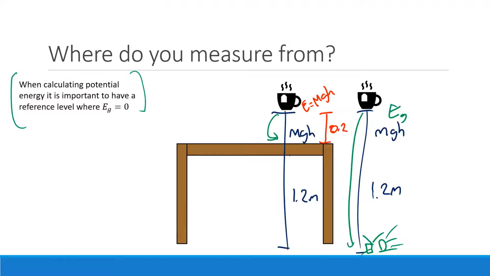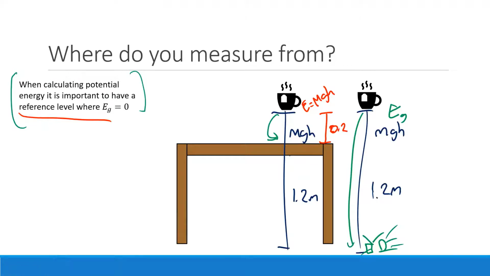We refer to this as a reference level. A reference level is the point that we take to have zero energy. So we agree that for both of these, when it reaches the ground, it has zero energy. But for the one that's above the table, that's going to have a different amount of energy, and the reason is that we're going to refer to it in reference to the table.